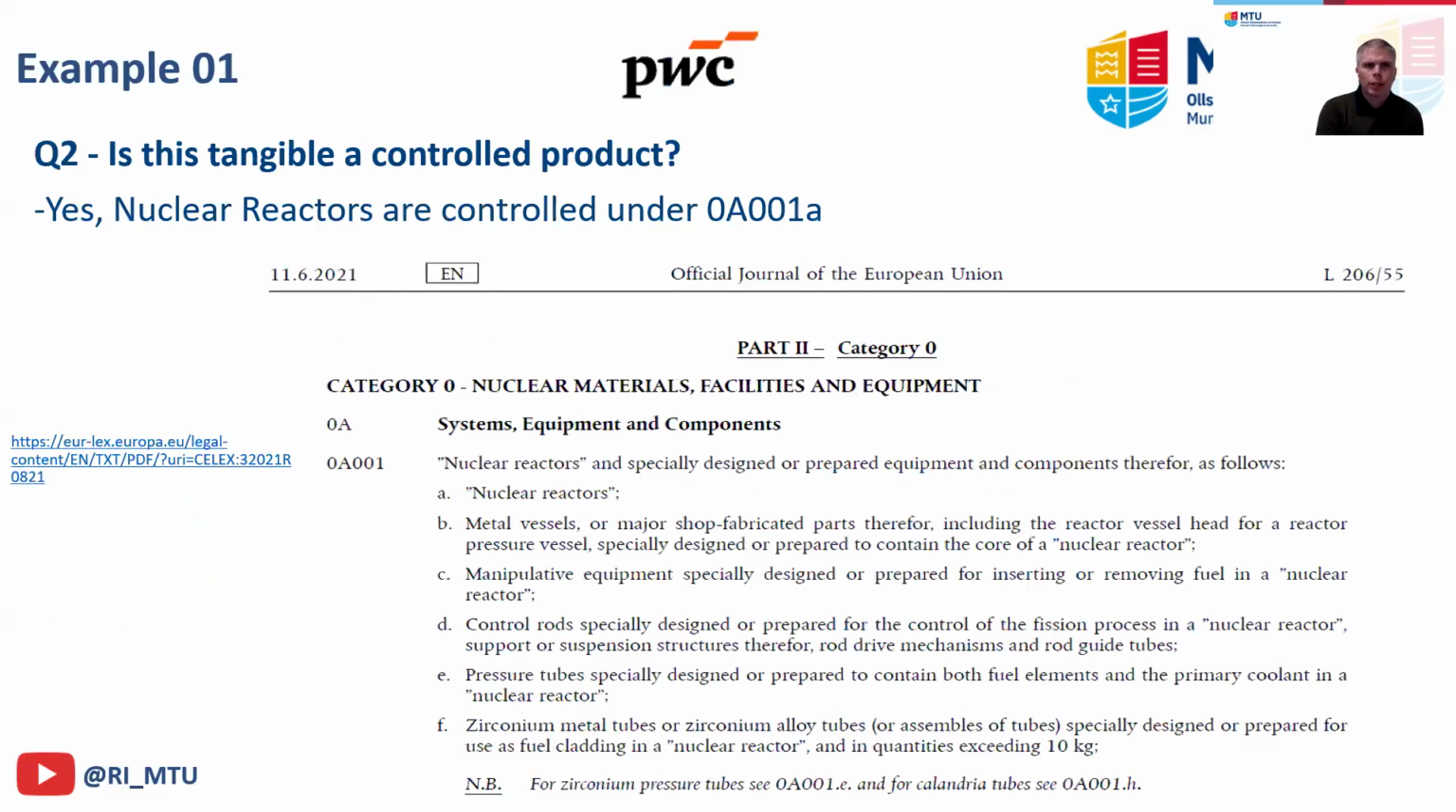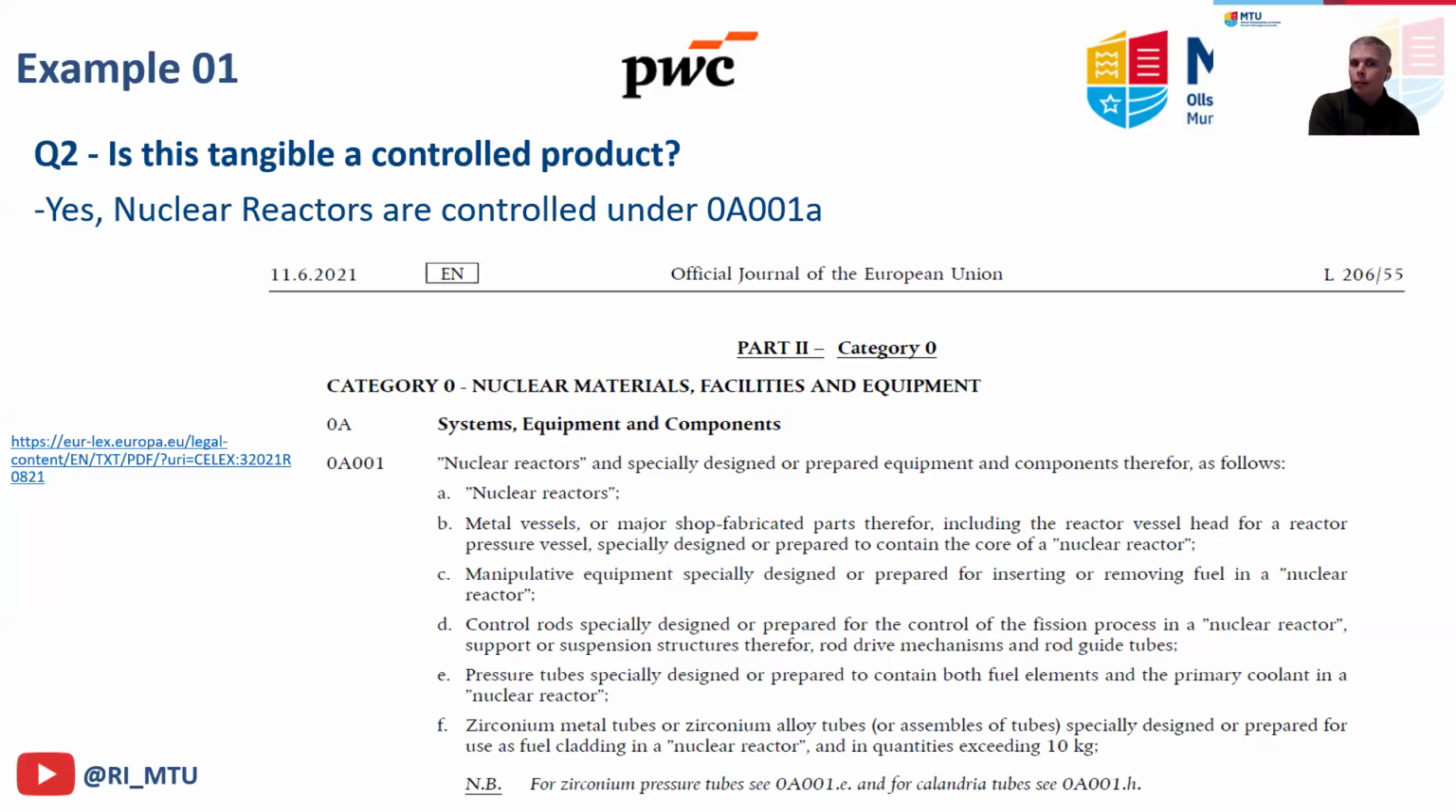So if we look at the next one here, is this a tangible controlled product? Essentially it is, and I'm going to talk through the referencing of this. Nuclear reactors are controlled under this code of 0A001.a, lowercase a. Now, what does that mean? The first 0 relates to category 0, which is what we said on the previous slide. The uppercase A relates to section A, which was systems, equipment, and components.